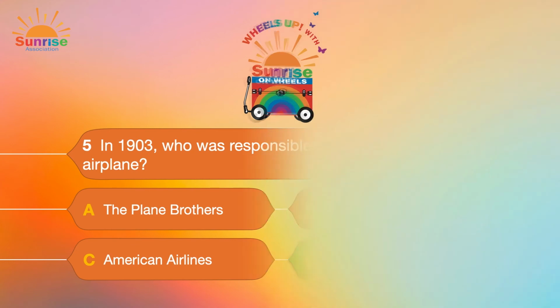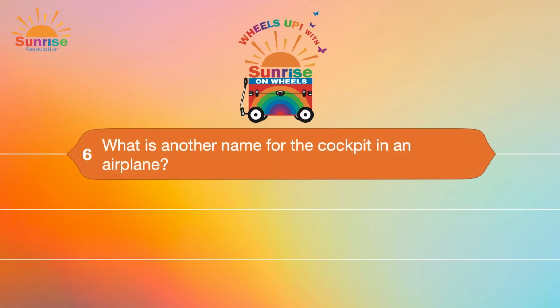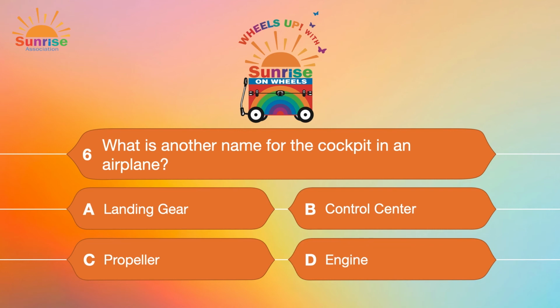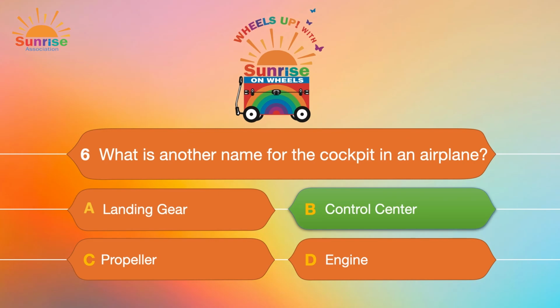Question number 6. What is another name for the cockpit in an airplane? A, landing gear, B, control center, C, propeller, or D, the engine? Remember, our pilots sit in the cockpit, which is also the control center. Great job!